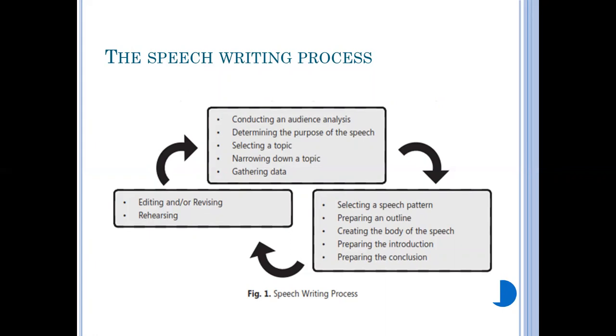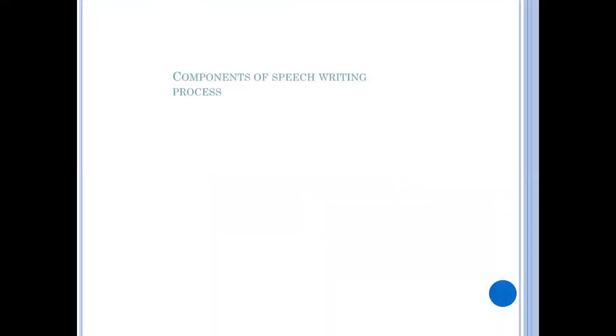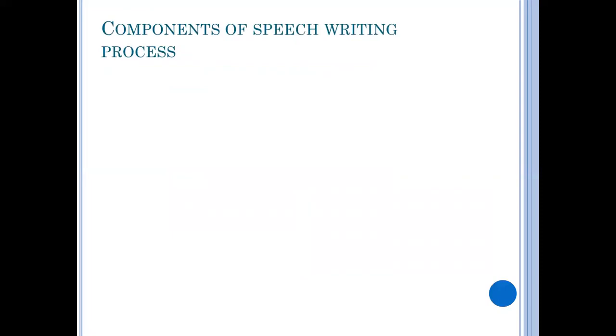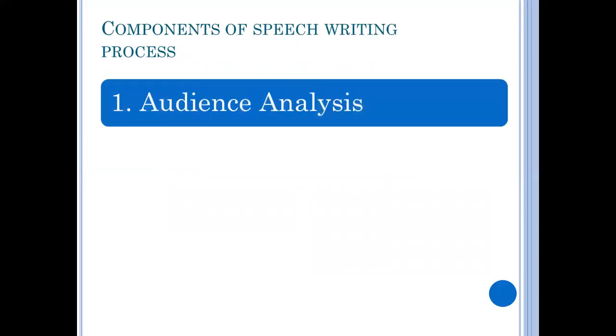So you have the opportunity to repeat a writing procedure indefinitely and produce multiple drafts first before you can settle on the right one. So we could see in the figure the speech writing process. So we have components of the speech writing process. We have audience analysis, purpose of the speech, the topic, narrow down a topic, data gathering, the patterns, the outline, and body of speech, the introduction, the conclusion, editing, and revising. And the last is rehearsing.